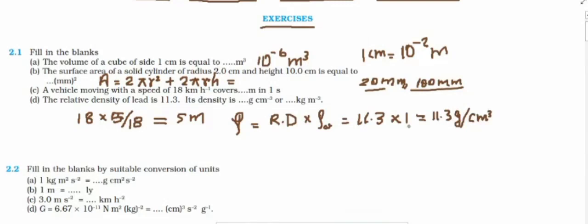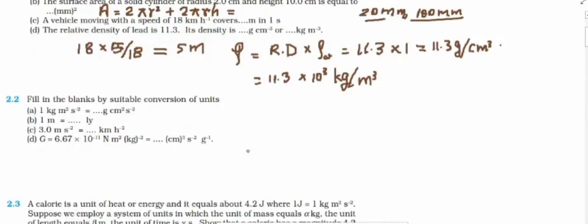Now, either we can take density of water in SI system as 1000, or you can convert this gram into kilogram and centimeter cube into meter cube, so that you will get the answer that is equal to 11.3 into 10 power 3 kilogram per meter cube.